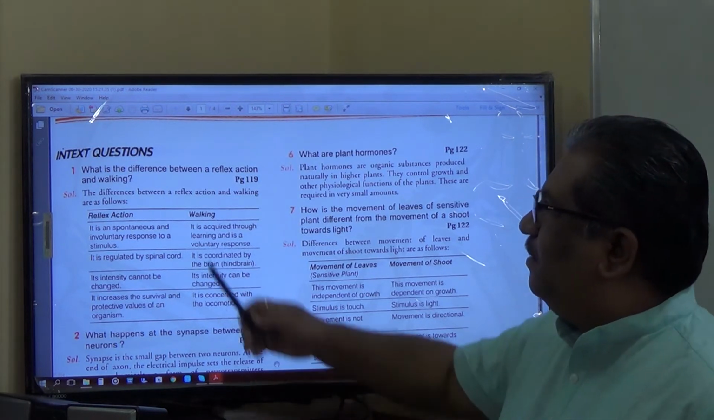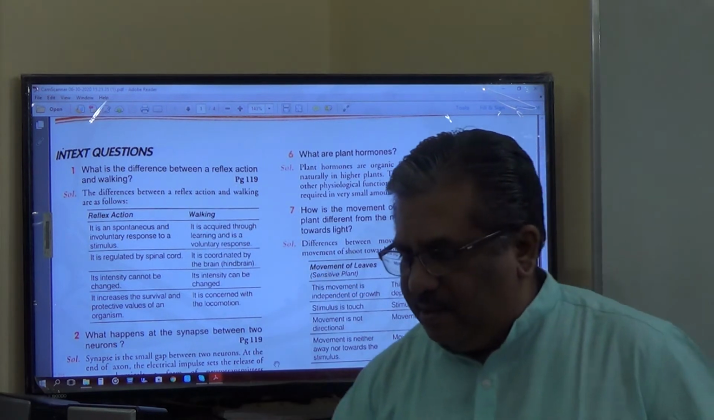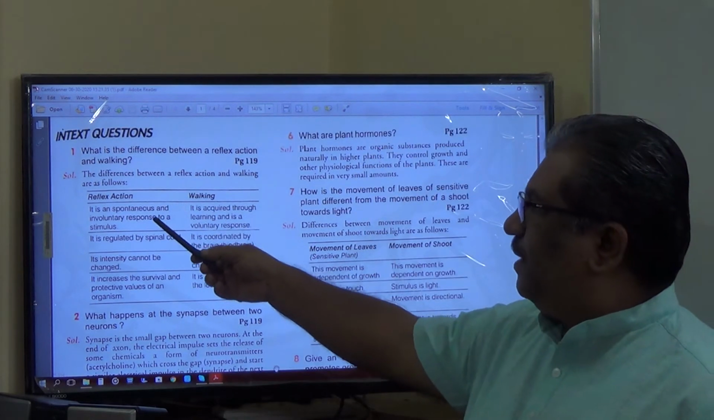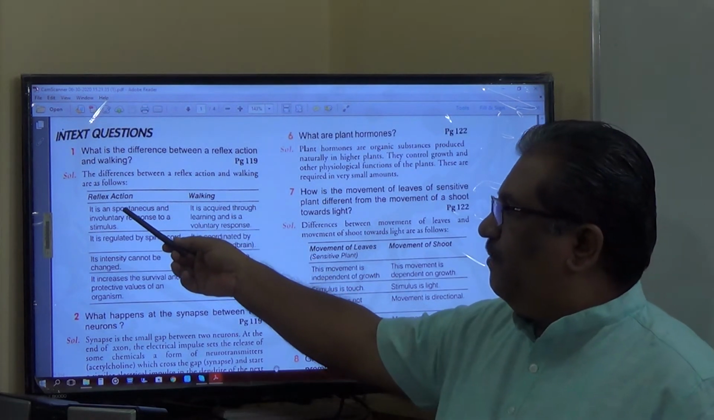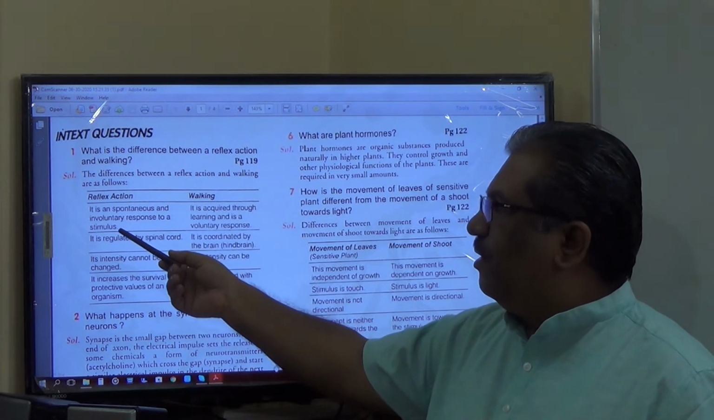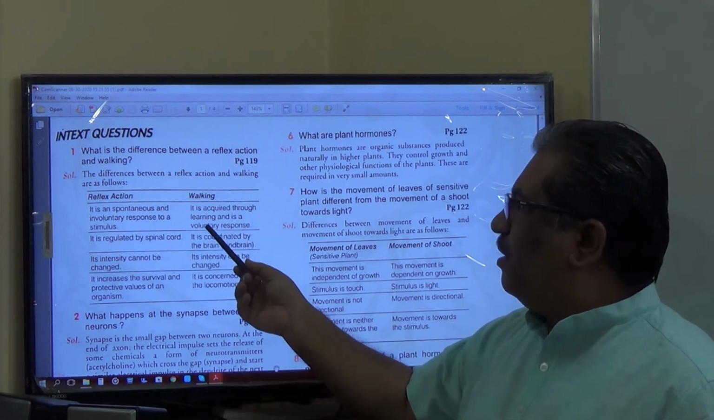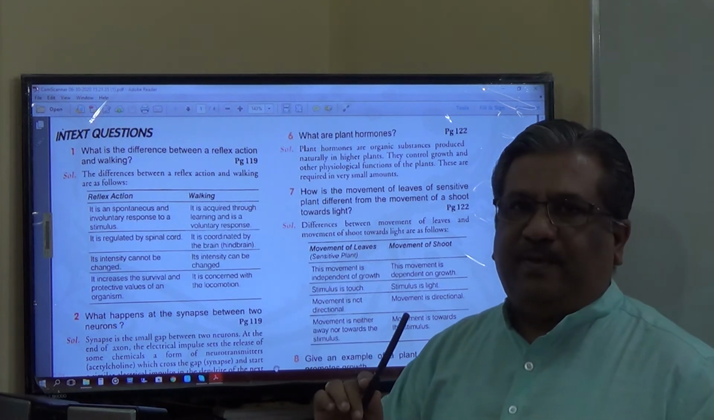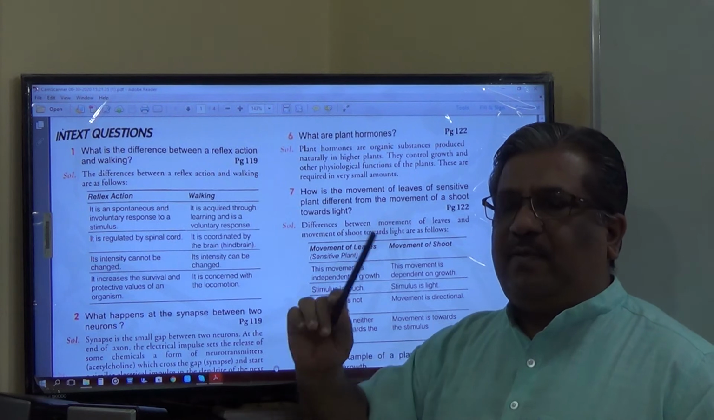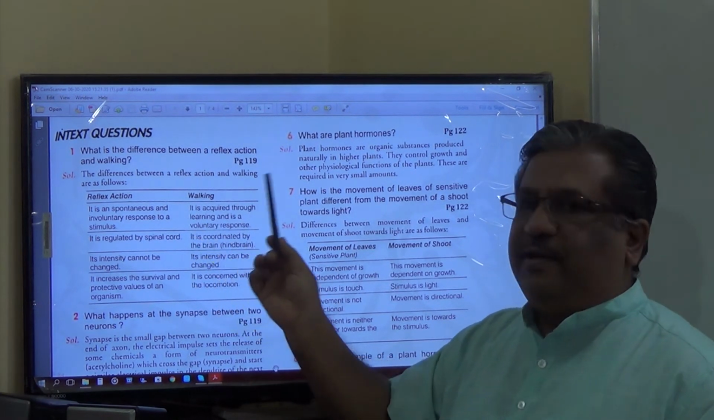What is the difference between a reflex action and walking? Here it is, this is what you can see, reflex action and walking. Reflex action is a spontaneous, involuntary and sudden response to a stimulus, whereas walking is a voluntary response.